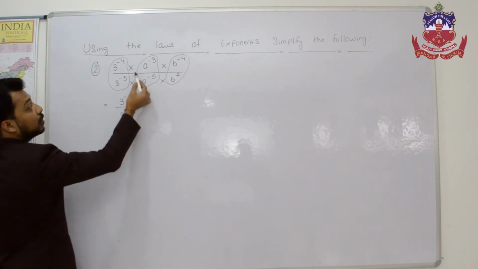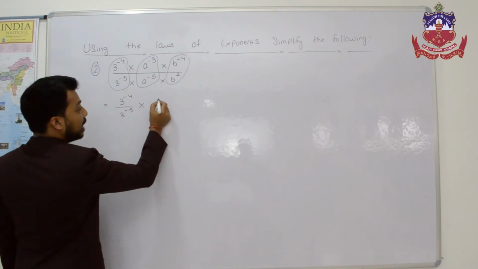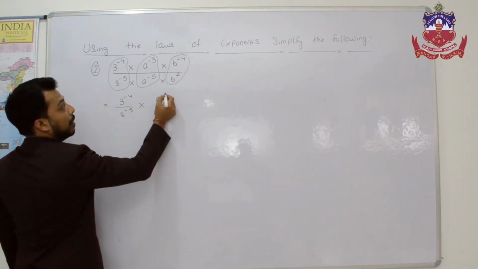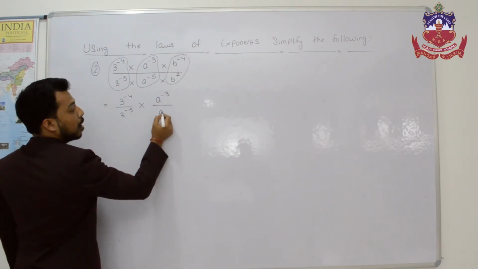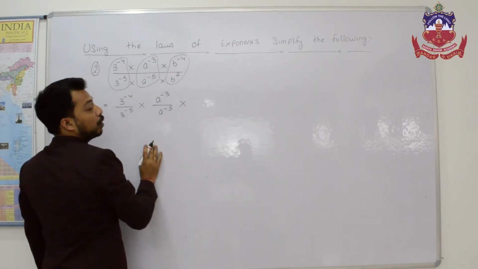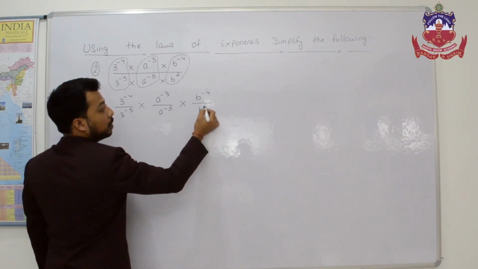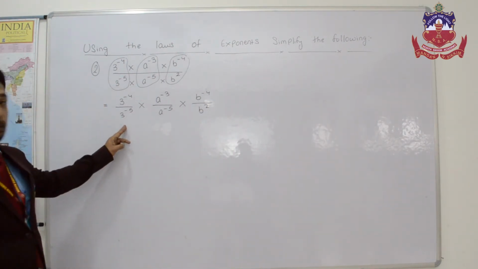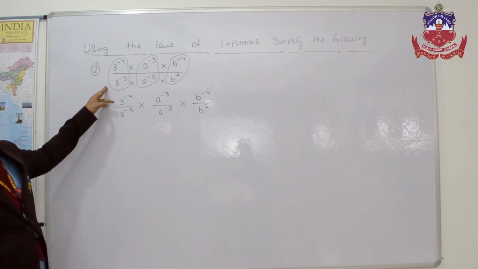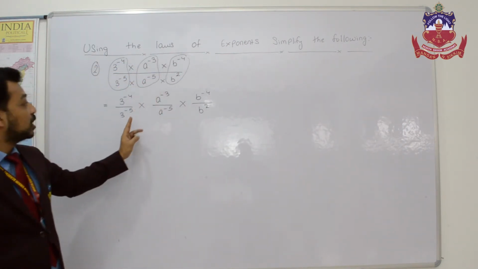Instead of the two multiplications, we are going to write only 1. After that, what we have is a to the power minus 3 divided by a to the power minus 5. Instead of 2 multiplication, we will write only one time. b to the power minus 4 divided by b to the power 2. So this is how we split for this type of question, where you find that the numerator and denominator are almost the same. We can split.